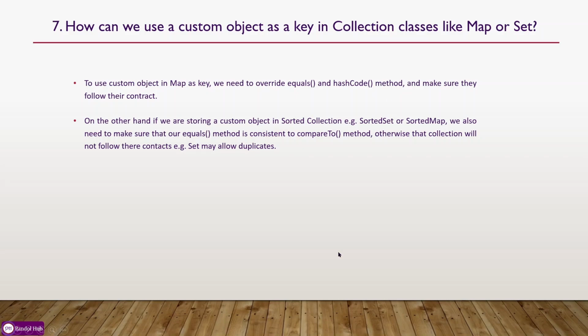On the other hand, if we are storing a custom object in a sorted collection, for example a sorted set or sorted map, we also need to make sure that our equals method is consistent with the compareTo method. Otherwise, that collection will not follow its contract. For example, a set may allow duplicates. As I already mentioned, we need to be consistent and efficient in writing the hash code and equals methods. If not, we may end up with duplicate values in the hash map, or improper, inefficient utilization of the hash map.